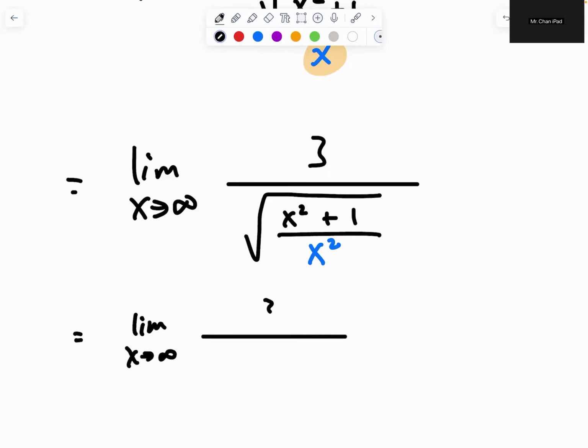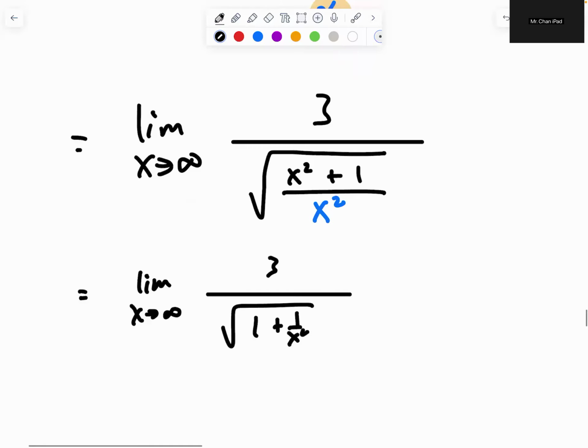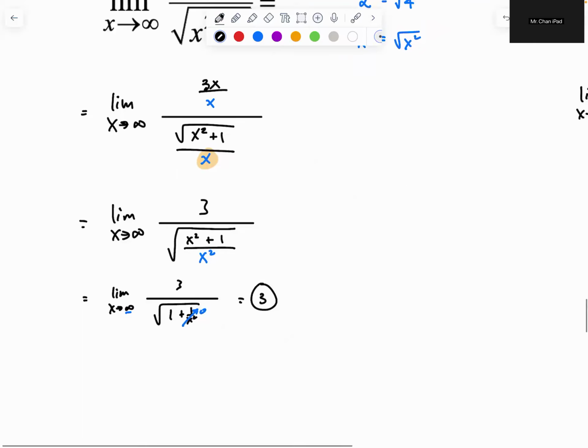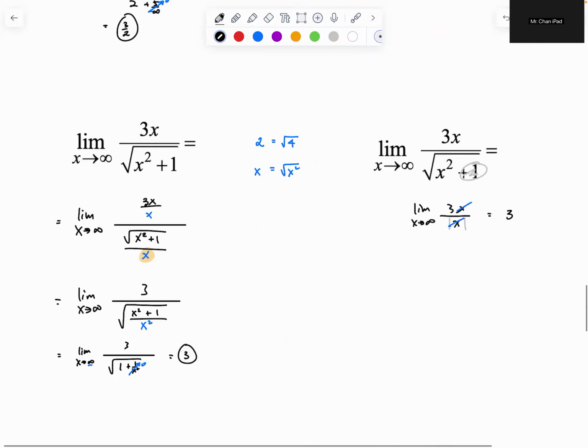So what's next? Well, 1 plus 1 over x squared. And when you substitute infinity into x, or x squared in this case, it becomes 0. So your final answer is just 3 over the square root of 1, which is 3. We good? Algebraic versus conceptual, side by side.